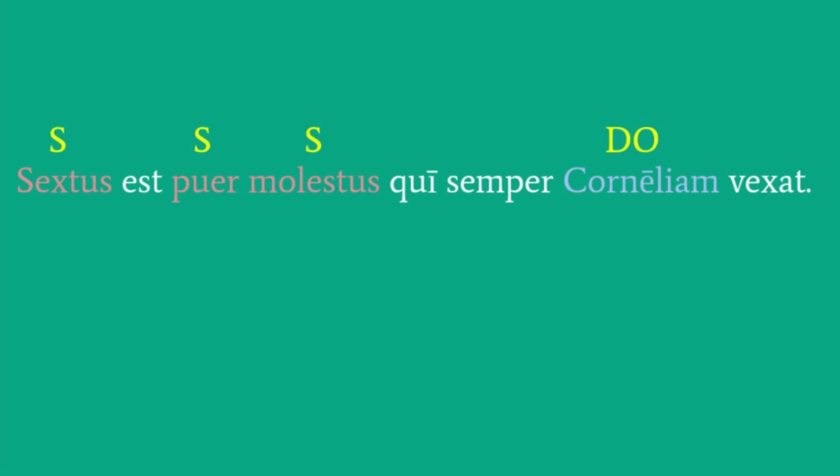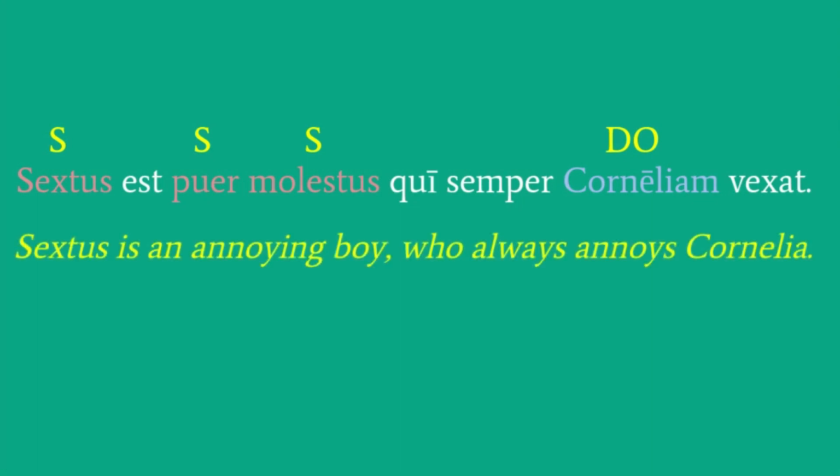You have Sextus is an annoying boy, puer molestus, qui semper Corneliam vexat, who always, semper, annoys Cornelia, right? Remember, in English, we always go subject, verb, direct object. So Sextus, the annoying boy, is the person doing the vexating, if you want to think of it that way. He's the person annoying someone. So who's he annoying? Cornelia. So you always want to keep that word order straight and put it into your translation, right? Sextus is an annoying boy who always annoys Cornelia. The key part here, when you hear Corneliam, you want to understand she's not doing anything. Something is happening to Cornelia. She's not the subject. That'll help you with your translation.